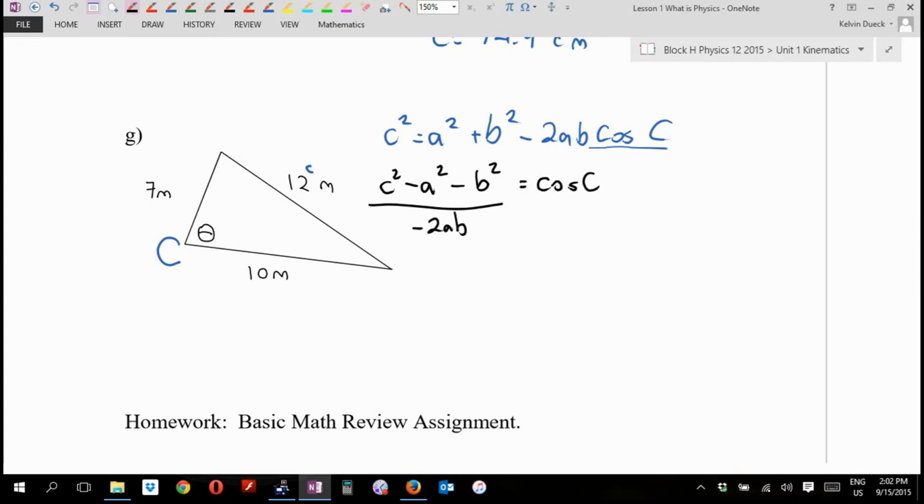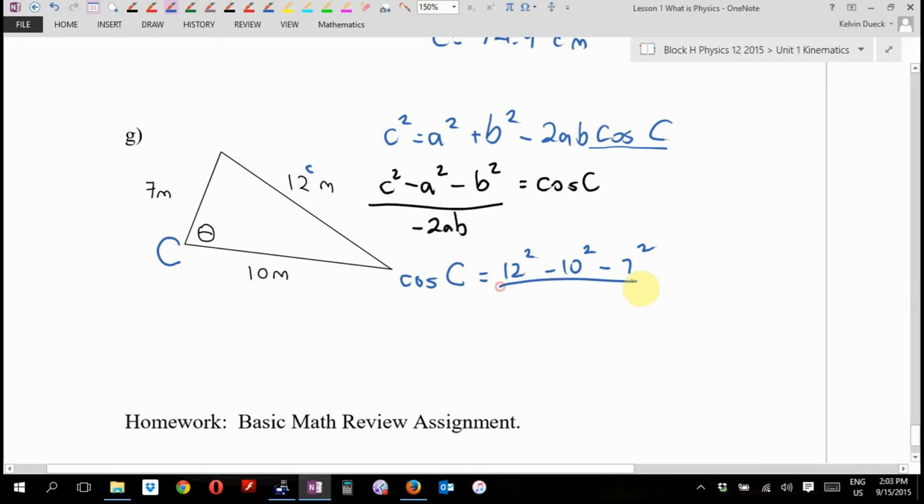Now let's plug and chug. The cosine of big C is going to be little c squared, 12 squared, minus 10 squared, minus 7 squared. Mr. Dueck, I went minus 7 squared, minus 10 squared. Doesn't matter. A and B are interchangeable. I wasn't kidding. All over negative 2, there's going to be a 10, there's going to be a 7.